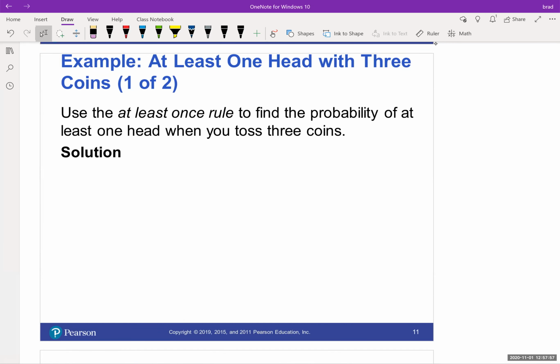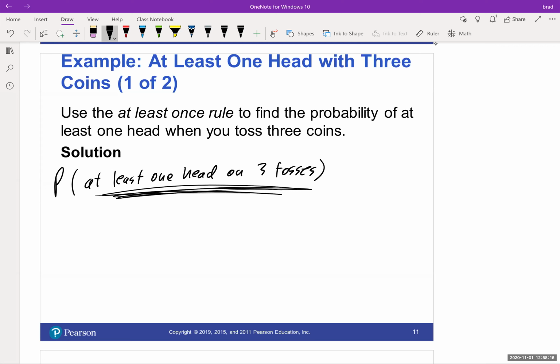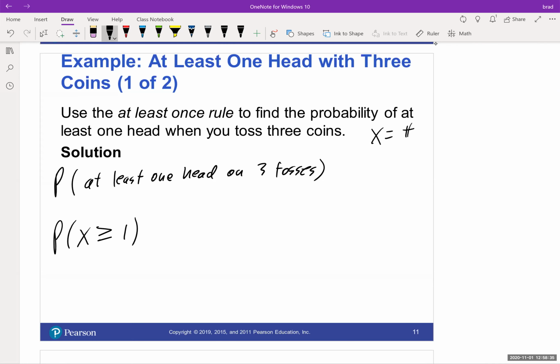It says, use the at least once rule to find the probability of at least one head when you toss 3 coins. So probability of at least one head on 3 tosses. They don't want you to write it like this. They would prefer you to write probability that X is greater than or equal to 1, where X equals number of heads in 3 tosses. So that means X could be 0 heads, 1 head, 2, or 3. However, for our problem, we want at least 1 head on 3 tosses.